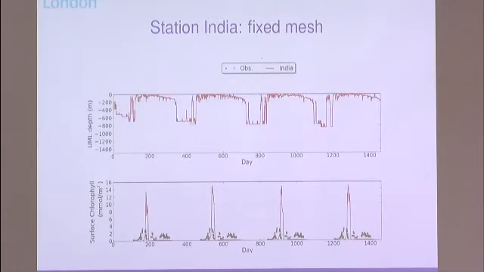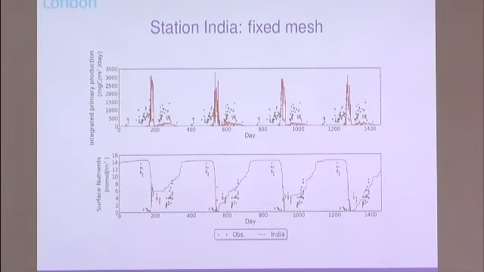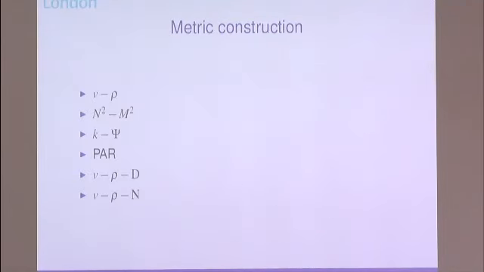And at Station India, we do it again. The results are fine, good mixed layer depth. Surface chlorophyll, we spike a little bit too high, which spills over into the primary production, but the nutrient behavior is very good. So we are capturing the essential dynamics of these 1D systems using our model.